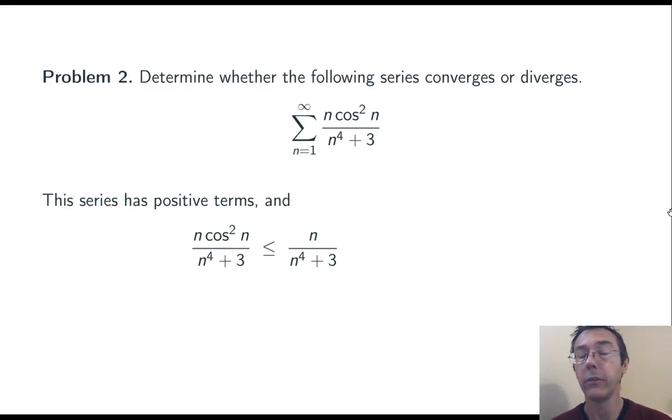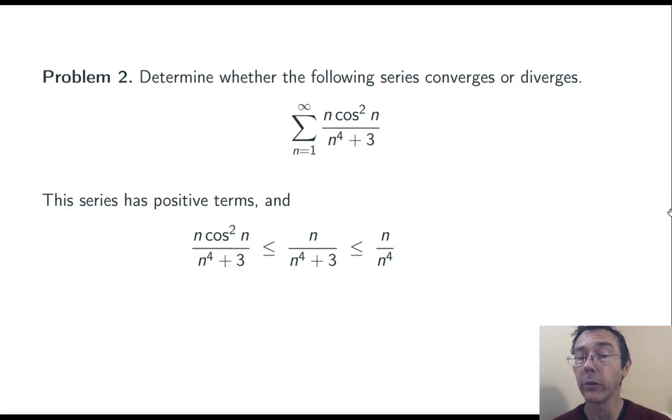So again, this is a series with positive terms. N is always greater than or equal to 1, and so n over n to the fourth plus 3 is positive. And then there's a square on the cosine, so that'll always be positive as well. Okay, so cosine squared is between 0 and 1. So when I take that out, I make the numerator larger. And then in the denominator, if I take out the plus 3, I've made the denominator smaller. That'll make the whole fraction larger.